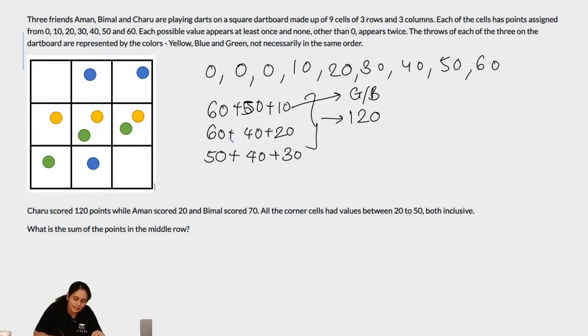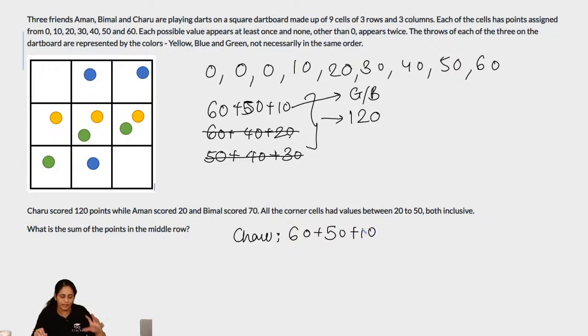Now if it is 60, 40, 20, 40 and 20 have to be in the corners, but there is no color which has 2 corners. So this particular combination cannot be. Then you have 50, 40, 30. All of them are in corners. There is no color which is taking up 3 corners. So even this combination cannot be. So the combination for Charu should be 60, 50, 10. So the only possible combination is, I'll put it over here, for Charu it is 60 plus 50 plus 10. This is the only way in which she can get the 120 score.